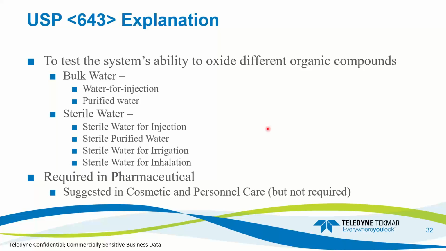Bulk water. What is bulk water used for? It's used for water for injection or purified water that is used for the process. It's also used in sterile water. So once again: sterile water for injection, sterile purified water, sterile water for irrigation, or sterile water for inhalation, such as inhalers and things like that. So it requires certain levels to be met to be used within our pharmaceutical products. This could also be done for cosmetics or personal care items, but it's not required.